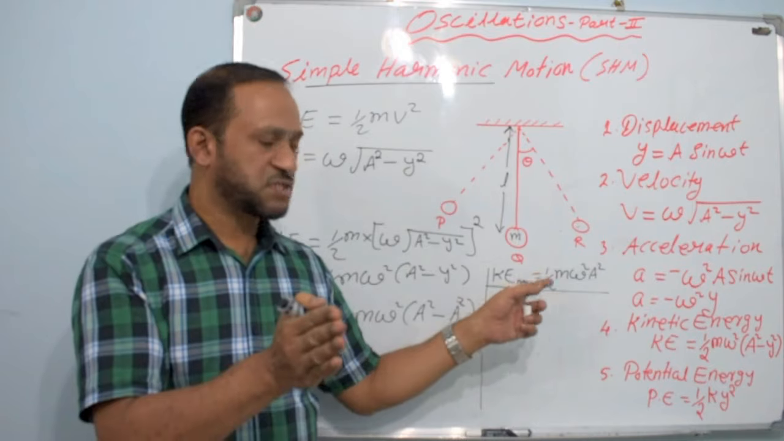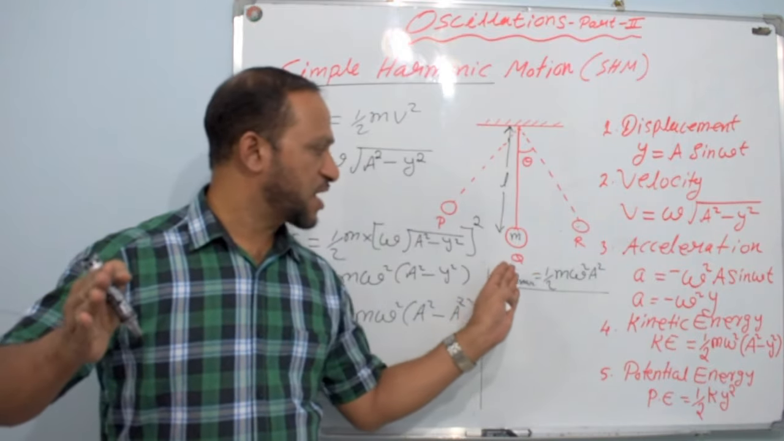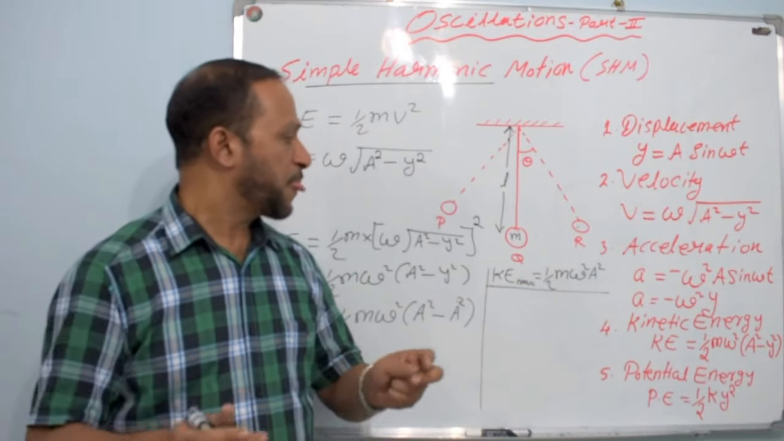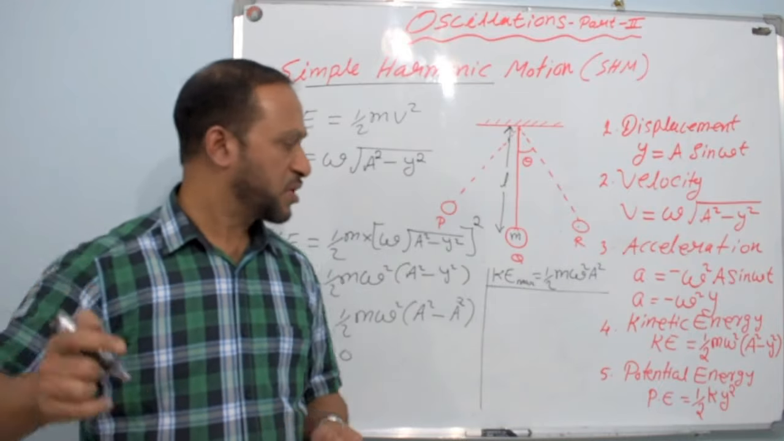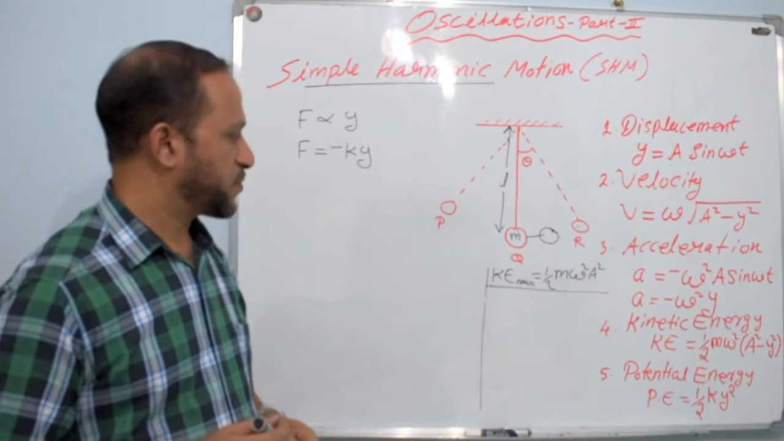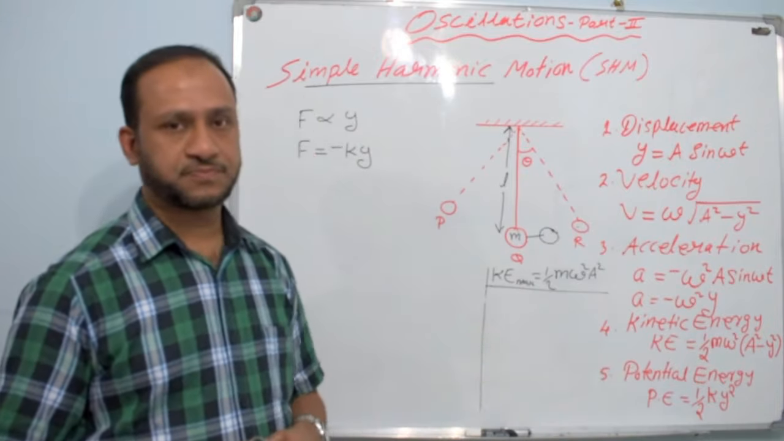Means, when the bob is oscillating, when it is at the equilibrium point, kinetic energy is maximum. When it is moving towards the extreme point, kinetic energy gradually decreases and becomes 0. So eventually, potential energy will be increasing and becoming maximum at the extreme point, that we can see in the next expression. Now we have to derive an equation for the fifth quantity, that is potential energy.